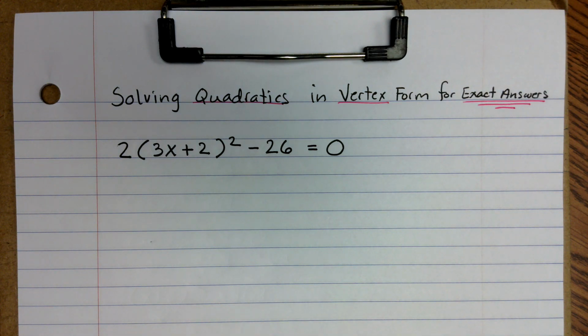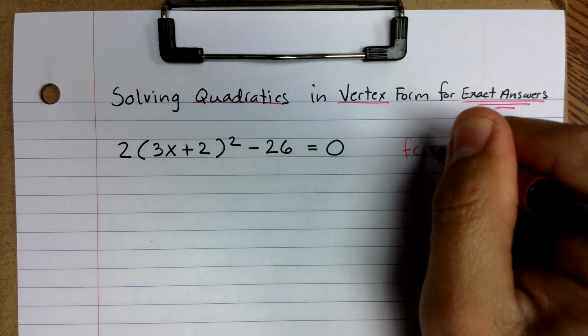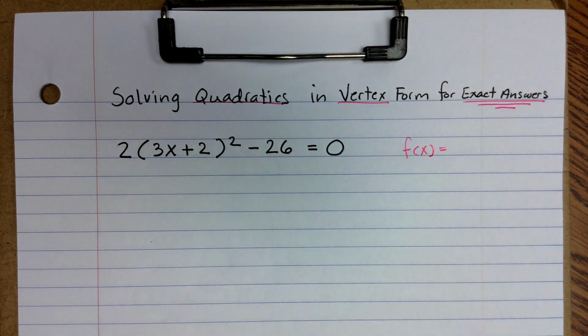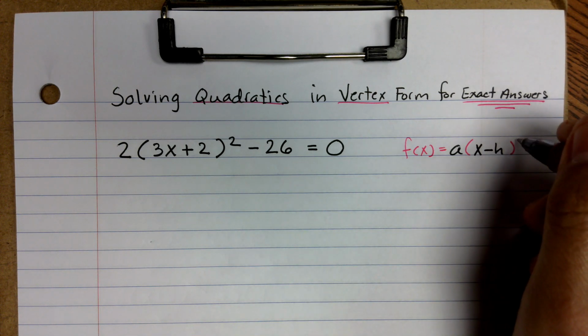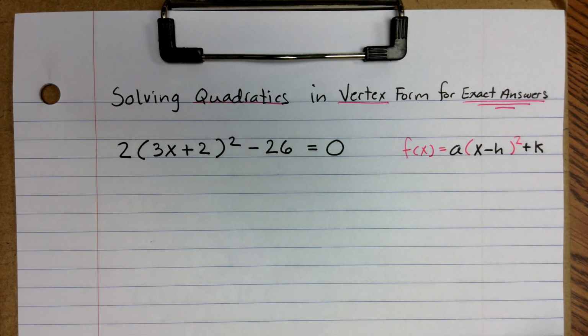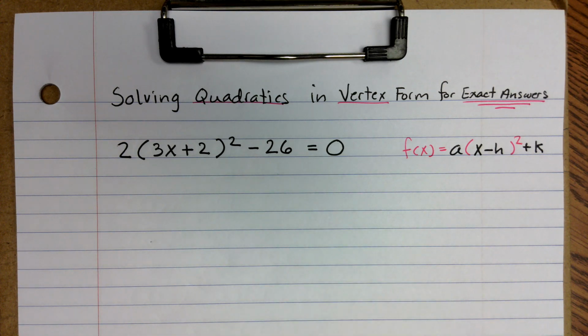Notice that once again, this is in Vertex Form, and when I say Vertex Form, it is in the form of f of x is simply equal to a times x minus h squared plus k, and that is our vertex form. And that's what this is over here on the left. And we already have it set equal to 0, so we are going to jump right into the process of moving some things around.